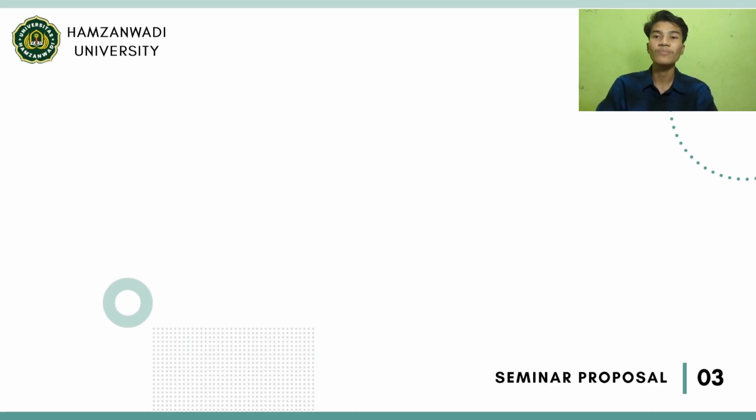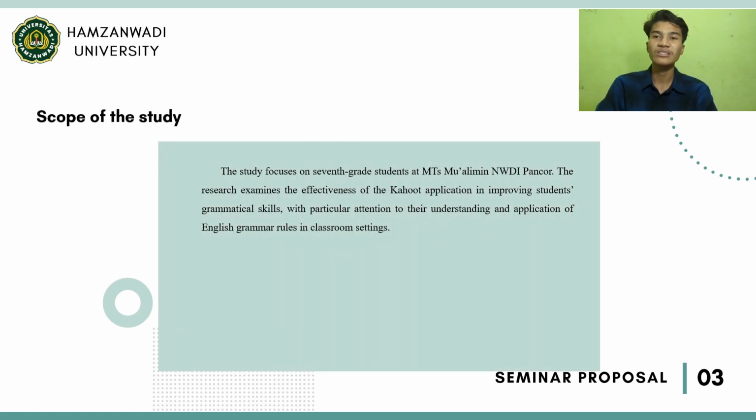Next is the scope of the study. The study focuses on 7th grade students at MTS Mualimin NWDI Pancor. The research examines the effectiveness of the Kahoot application in improving student grammatical skill, with particular attention to their understanding and application of English grammar rules in classroom settings.